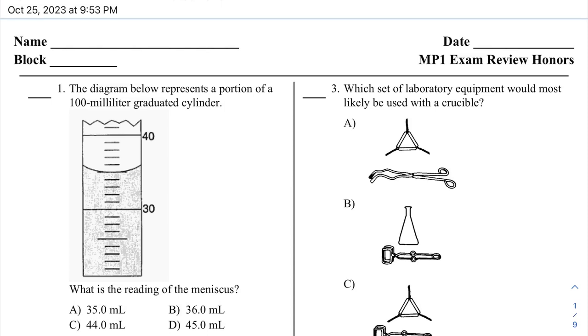Okay, so this is the marking period one exam review packet for the honors class. Make sure you've got your reference table and a calculator ready to go.